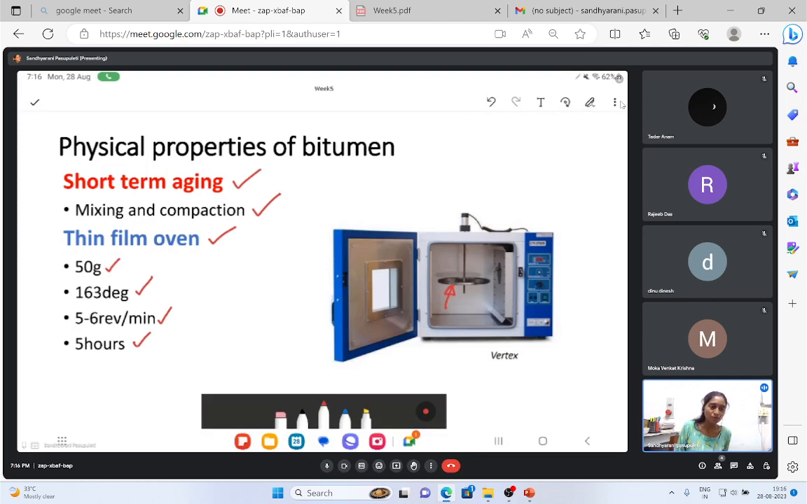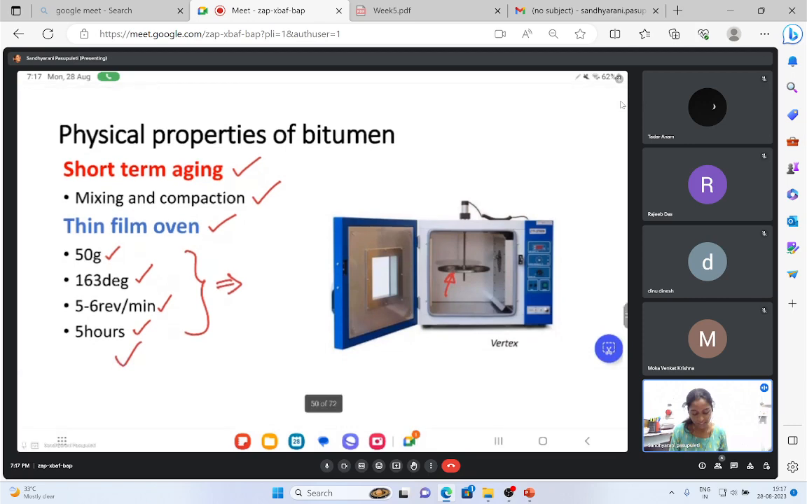Now I wanted to create a laboratory process. So people have studied that if I take the 50 grams of original bitumen subjected to 160 degrees at 5 to 6 revolutions per minute for 5 hours, then if I test the physical properties, these properties are similar or near to the results that we have extracted from the field. That's when these test criteria have been formulated.